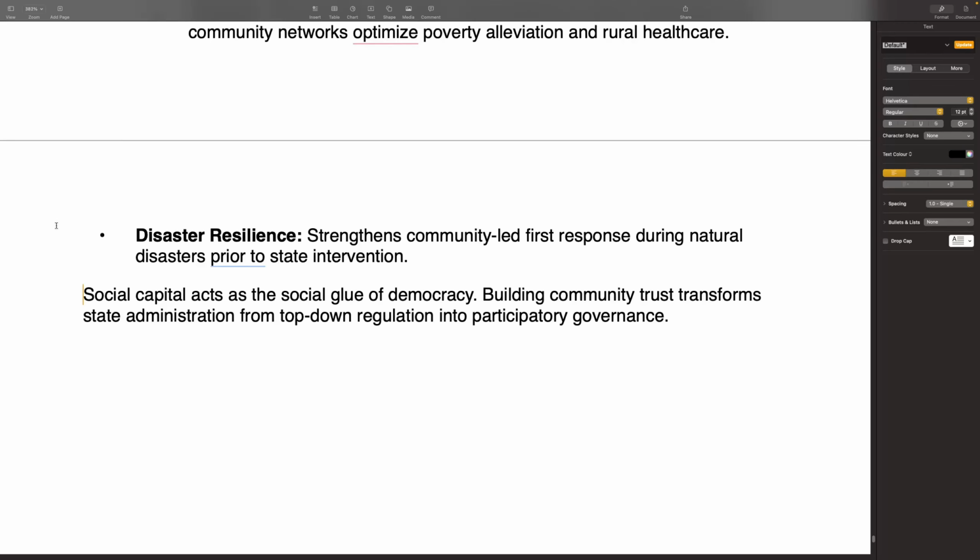Social capital acts as the social glue of democracy. Building community trust transforms state administration from top-down regulation into participatory governance.